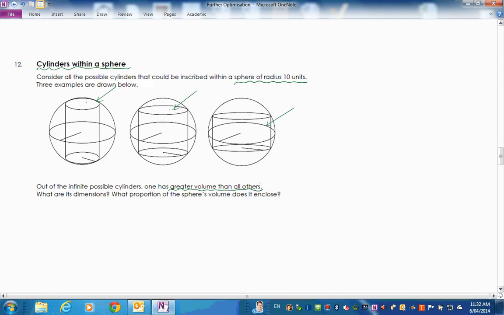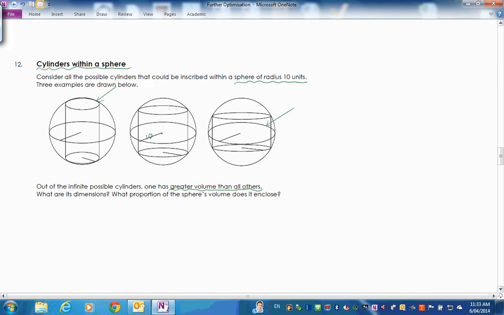Well, let's go about it in the same way. First of all, we better label the diagram. Now, it's got a radius of 10 units. Okay, so let's use this one in the middle. We'll just tidy this up. It's got a radius of 10 units. So there, that's 10, isn't it?